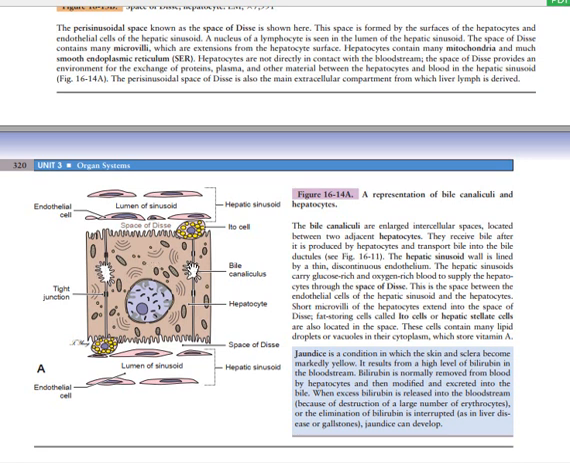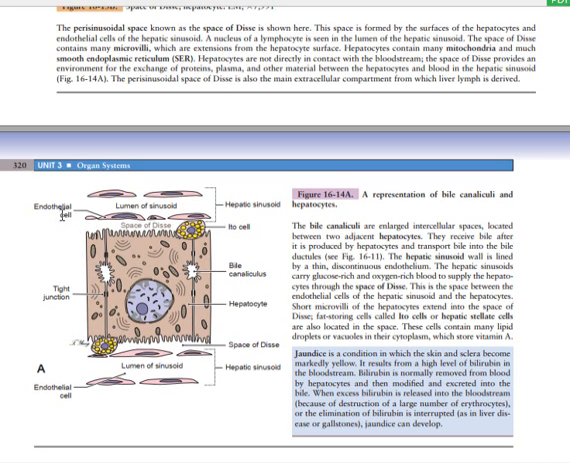So between two hepatocytes, you have the bile canaliculus here. This is one hepatocyte, another hepatocyte. Between both of them, you have a bile canaliculus. Then the junction between the two hepatocytes also is made up of tight junction. Is it clear?